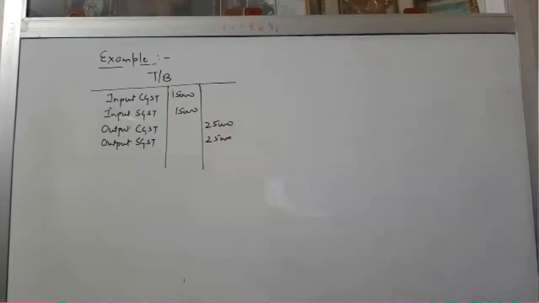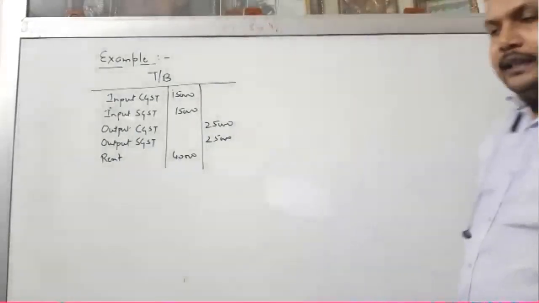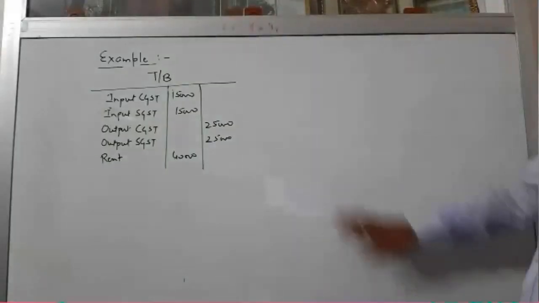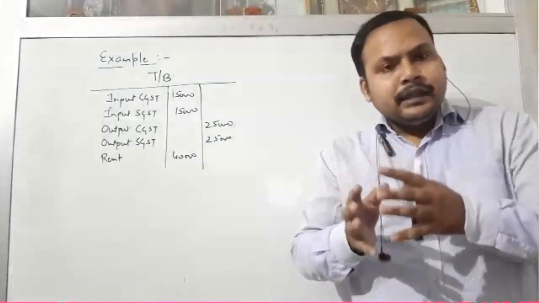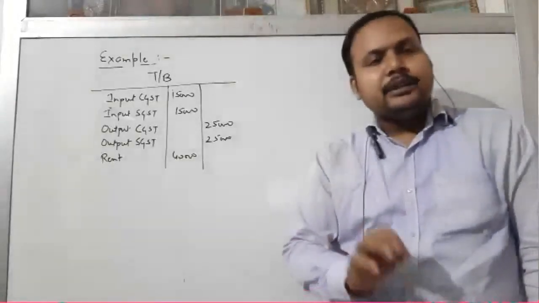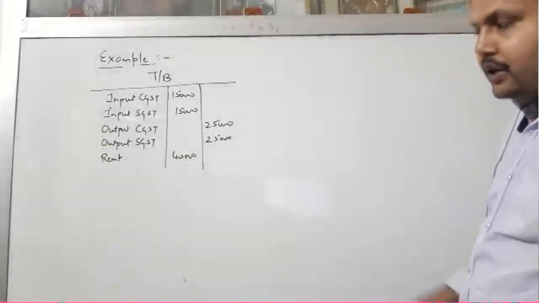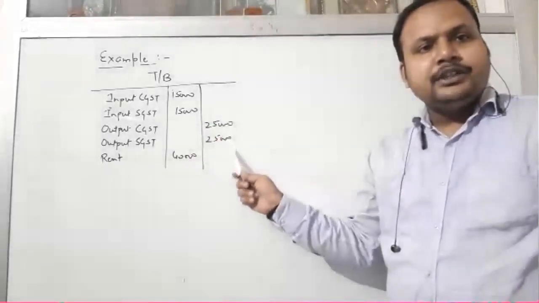Apart from this, rent rupees 40,000 is given. So it is an extracted trial balance. It means an incomplete trial balance is given in this question. बस आपको GST का adjustment यहाँ पे पूरी तरह से clear करना है. Okay. So these are the information: input CGST, input SGST, output CGST, output SGST, and rent.